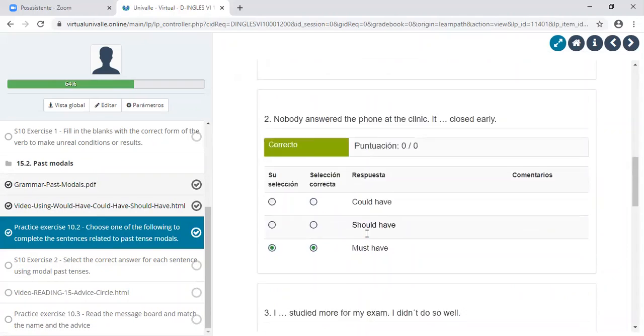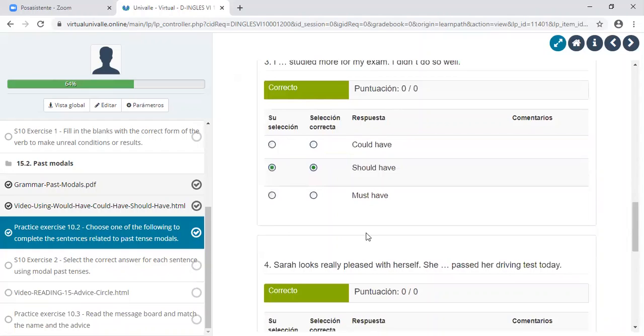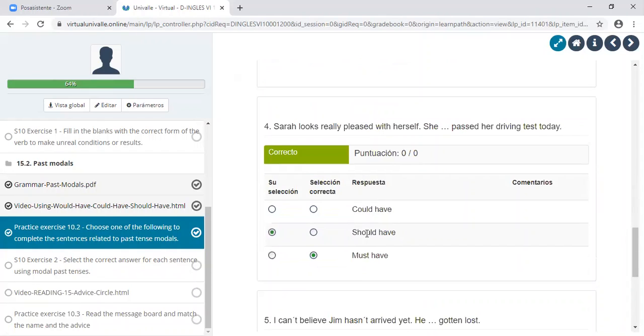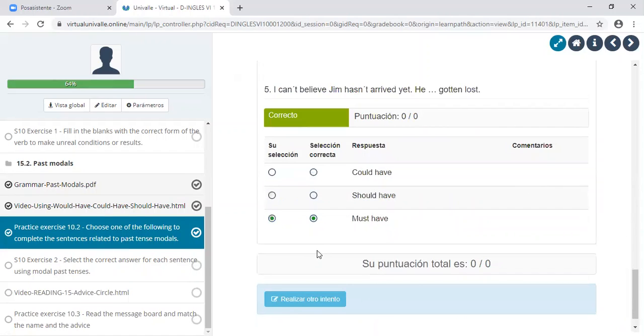Okay. Number one is correct. Number three is correct. Number three, it's perfect. Number four, in this case, is must have. And number five, it's correct.